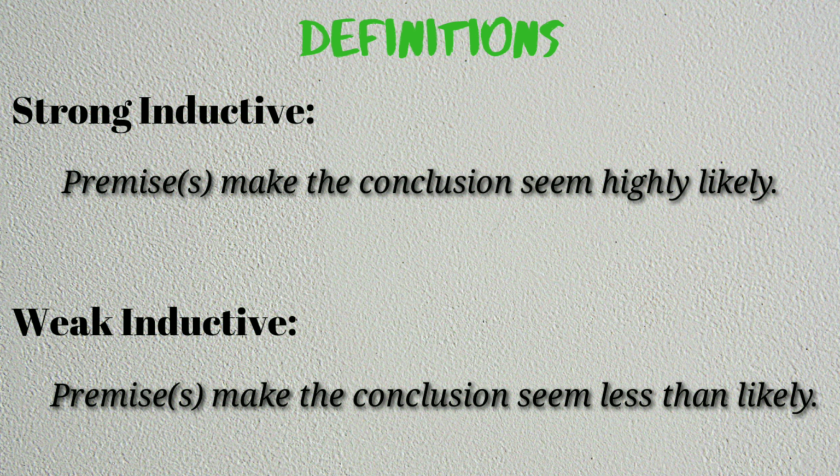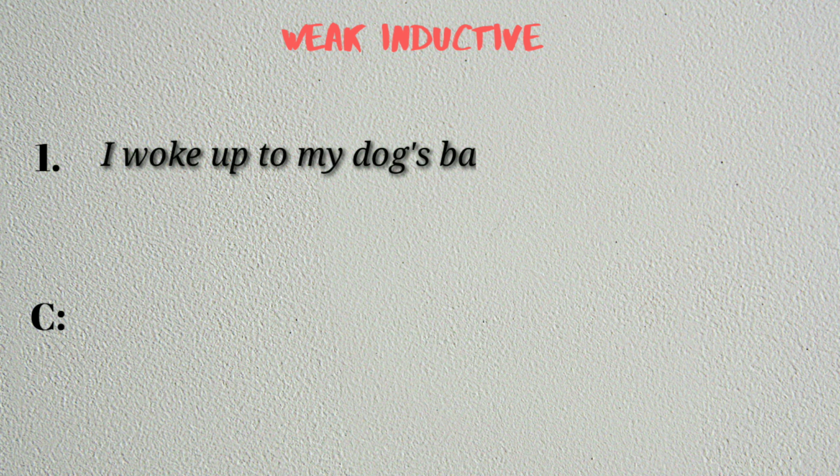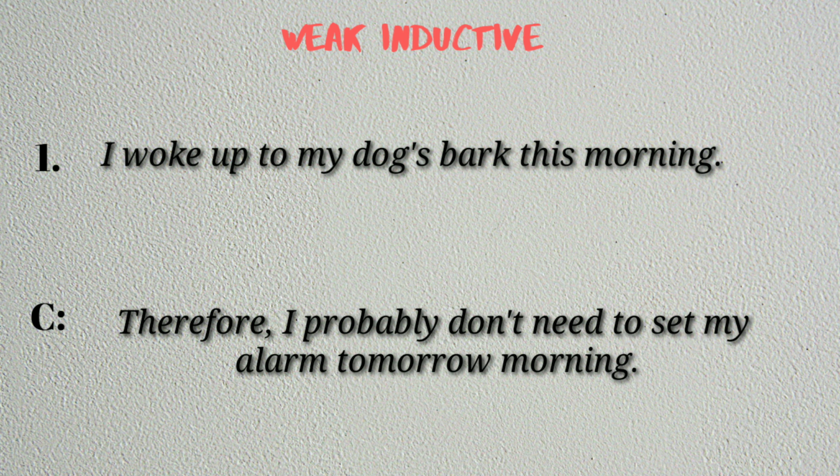I'll give an example of a weak and a strong inductive argument. Here's the weak one. Premise 1. I woke up to my dog barking this morning before work, and conclusion, therefore I probably don't need to set my alarm to wake up on time tomorrow morning. A simple way to tell if an inductive argument is strong or weak is to make an educated guess on whether the premises make the conclusion above or below 50% likely. The reason the example I gave was a weak inductive argument is because the premise gave the conclusion less than a 50% chance of being true, arguably, because just knowing that my dog woke me up in the morning is not enough to know above a 50% chance that the same thing will happen tomorrow morning.